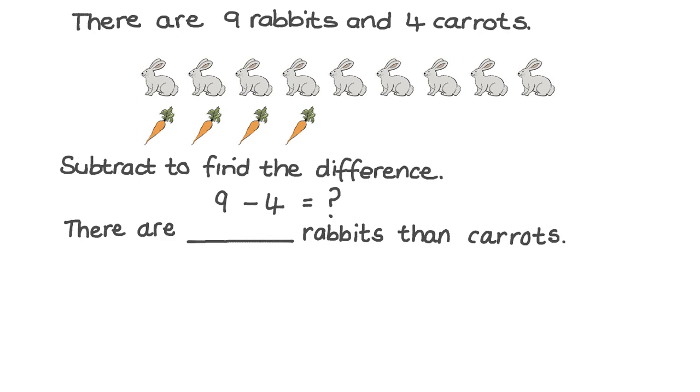There are 9 rabbits and 4 carrots. Subtract to find the difference. 9 subtract 4 equals what? There are what rabbits than carrots? We know there are 9 rabbits and 4 carrots. And we know we have to subtract to find the difference. We have to find the difference between 9 and 4.